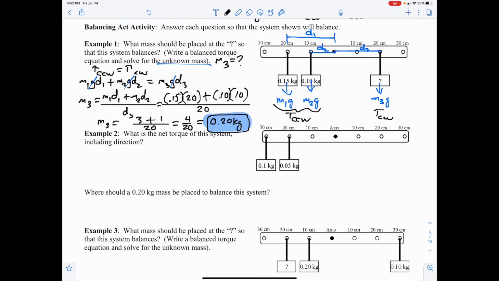Example 2. What is the net torque on the system, including direction? Well, let's go back to the bar. Right here, you can see the center of the axis is still the point of rotation, and you can see both masses are on the left side. They would cause counterclockwise rotation. There is no balancing on the right side of the axis of rotation. Therefore, you have what's called a net torque. Specifically, you have two torques contributing to that net torque, and both of them are counterclockwise. So the direction is going to be counterclockwise.